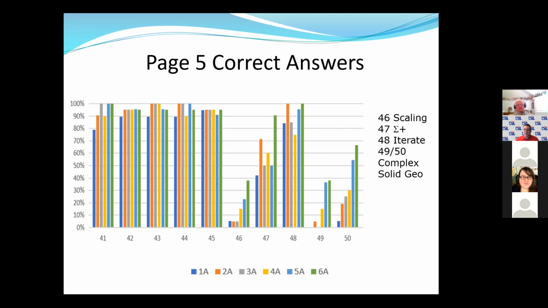So anyway, here we go. Problem 46, the scaling problem, was a hard one. My take on this is that it was just a hard problem. I don't think it was the scaling principles that were the difficult part; I think the problem itself was fairly difficult. Problem 47 was using the sum-plus feature of the calculator, so it's sort of a linear regression type problem.